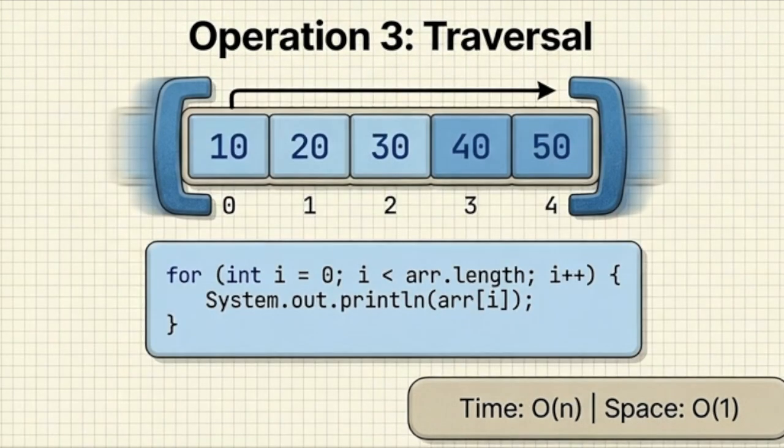Third is traversal. Traversal just means visiting every single element. We use a simple for loop. Since we visit n elements, the time complexity is big O(n). Space is big O(1) because we are not creating a new data structure, just looking.